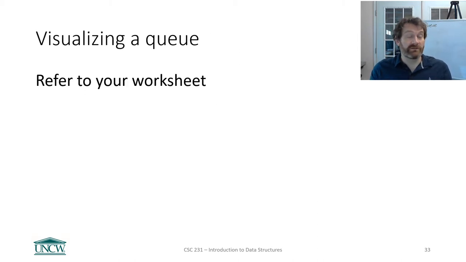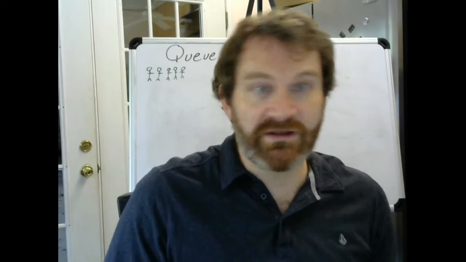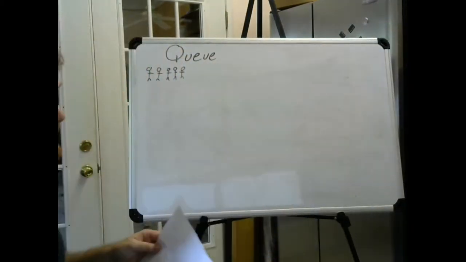All right, so let's go over to our worksheet. I'm going to switch over to my whiteboard, and we're talking about the queue handout. Pull this up. We're going to work through it just to make sure that we understand conceptually how queues work. Conceptually, they're not too bad. They make mostly perfect sense, I think. But let's walk through the examples here.